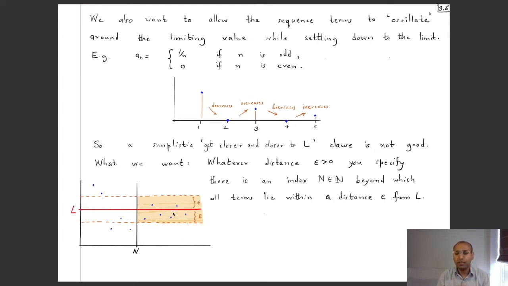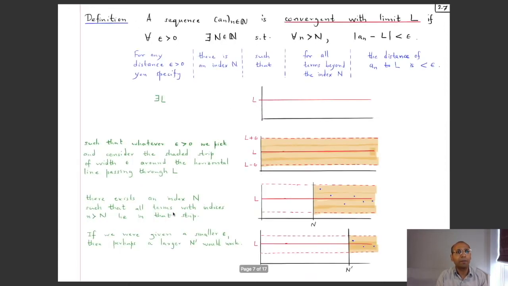For example, if instead of 1 divided by a million, I take 1 divided by a billion, indeed there should be some large enough index such that beyond that all the terms lie within this strip of 1 divided by a billion from the limit. Okay, so that's what we actually want, and what the sequence does while settling down we don't care about. That's what we mean by settling down to this value. All right, so let's try to put this intuitive feeling in mathematical words.